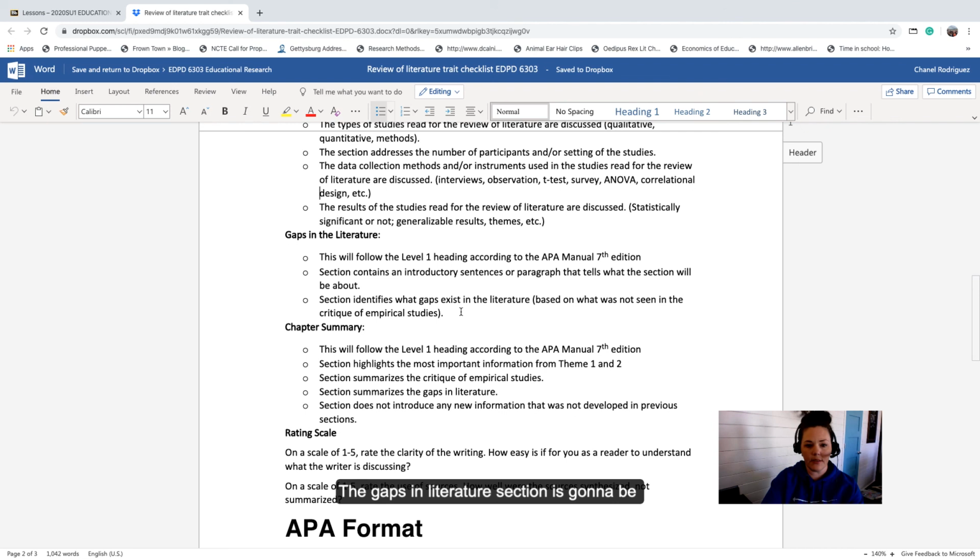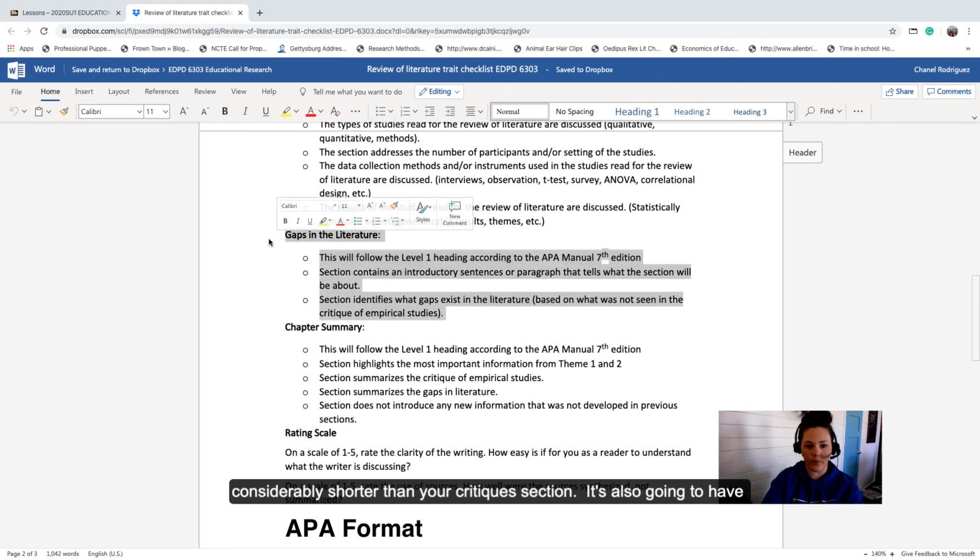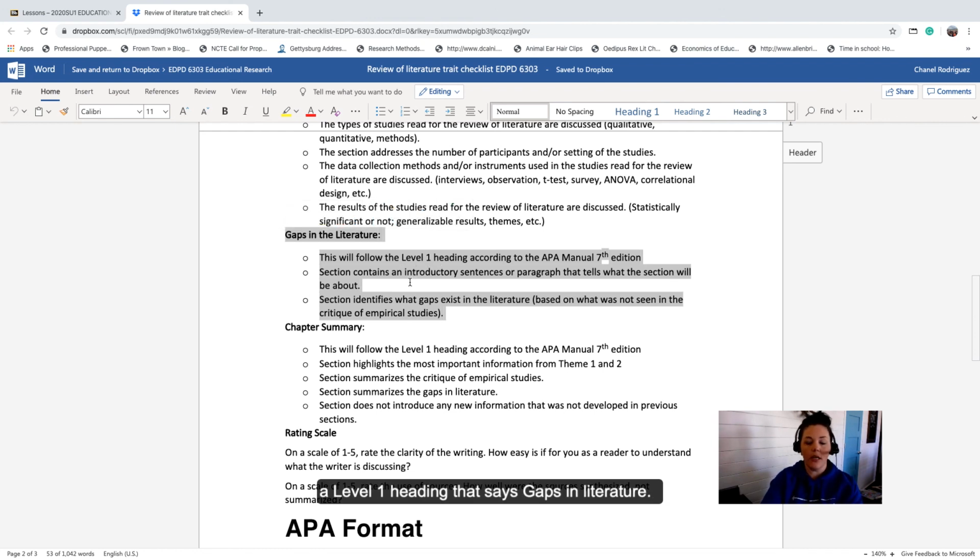The gaps in literature section is going to be considerably shorter than your critique section. It's also going to have a level one heading that says gaps in literature. It should have an introductory sentence or paragraph, just like every section in your APA style paper. Its main job is to identify what gaps exist in the literature based on what you did not see when you were writing up your critique of empirical studies.